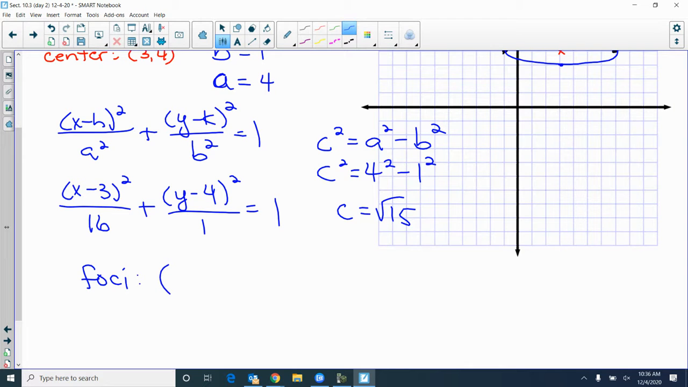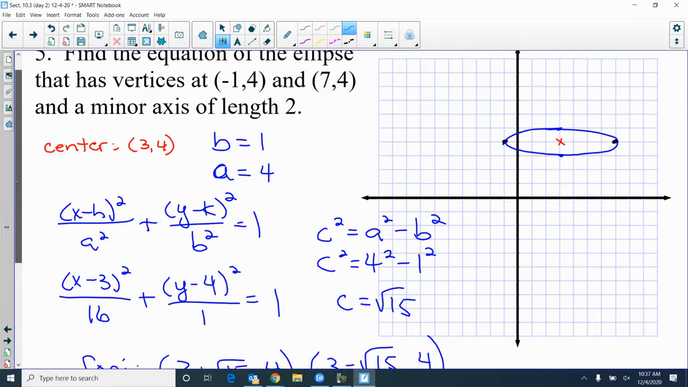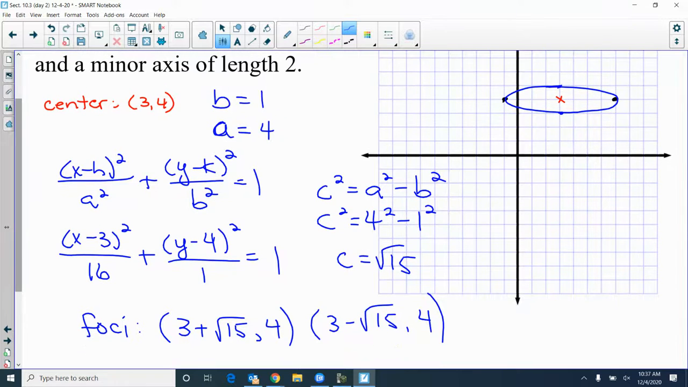So your foci will be, how do I write that? You have to watch how you write that. That would be (3 plus radical 15, 4) and (3 minus radical 15, 4). Yes, you start at that center point: 3 plus the square root of 15 and 3 minus the square root of 15, comma 4. That would be correct. So that's everything, including the foci for that.